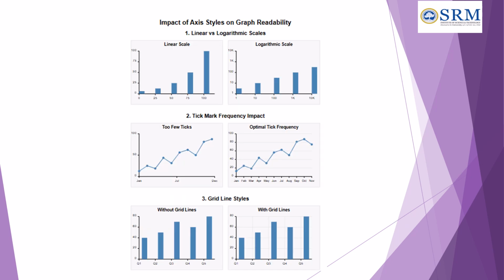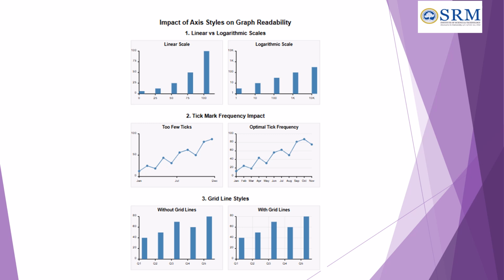Now this diagram shows how different axis styles can affect how easily we understand the graphs. In section 1, we see the difference between linear and logarithmic scales. Linear scales use equal spacing, so the growth appears more dramatic, while logarithmic scales compress large values, making exponential patterns easier to spot.